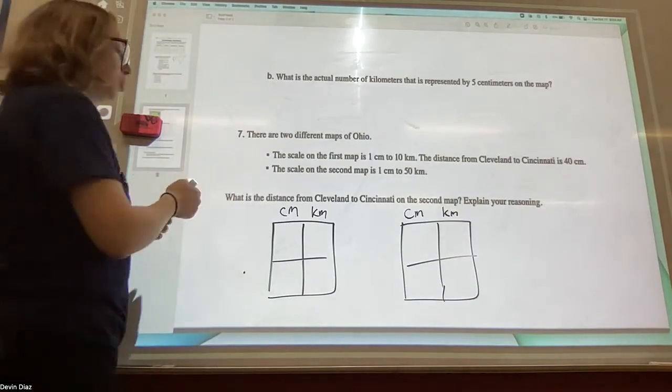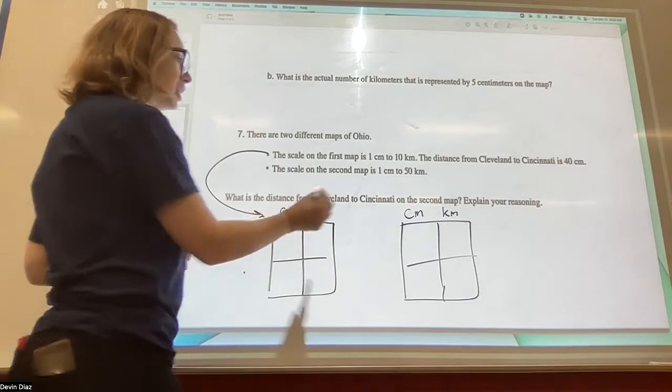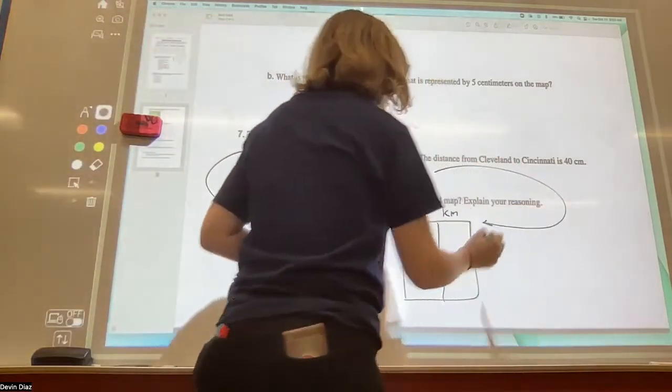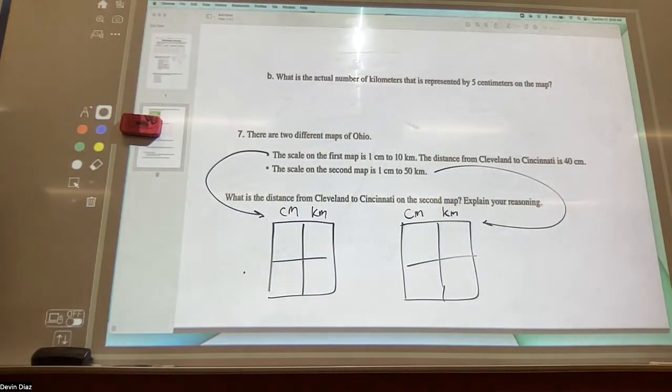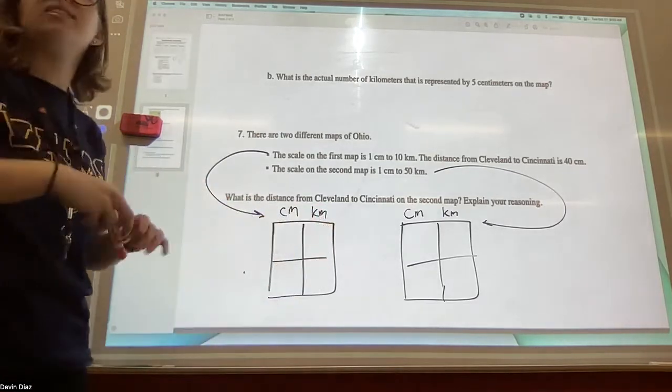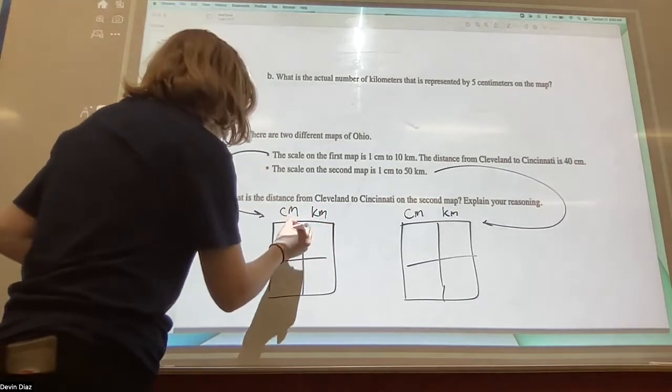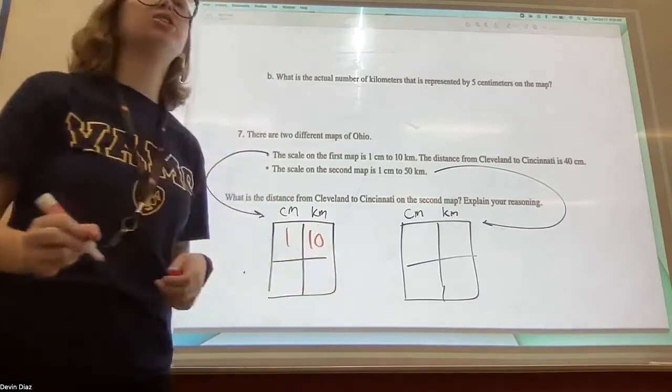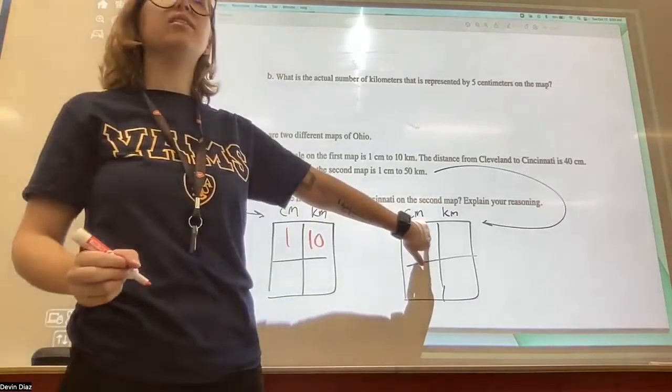I'm going to do this first one. It's going to match here. This one is just going to match there. Because don't I have 2 different scales provided? What do I want to put for this first one right here? Yes. 1 centimeter, 10 kilometers, right? What do I want to put for the second one right here?